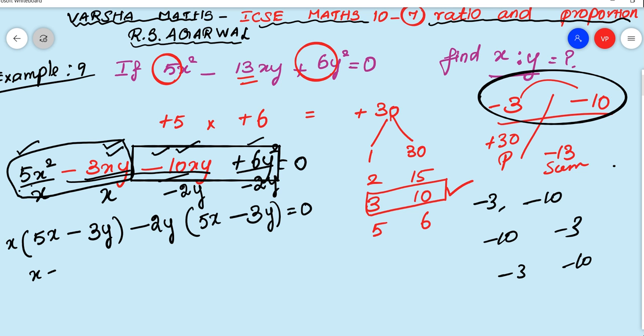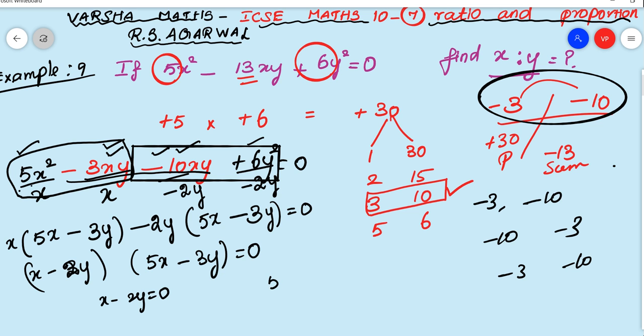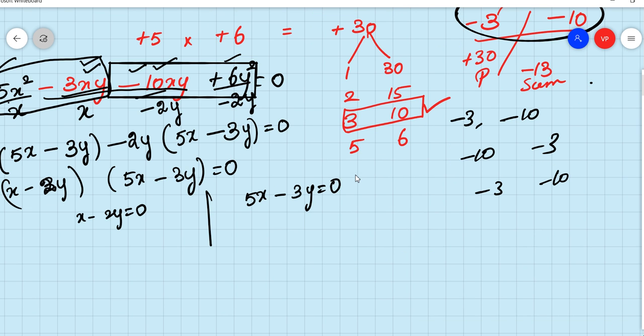So that's all. (x − 2y)(5x − 3y) = 0. So we have two answers: x − 2y = 0 and 5x − 3y = 0. After simplifying this we will get the total answer.